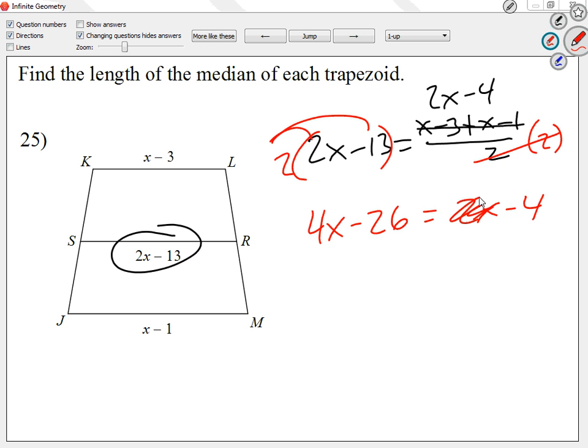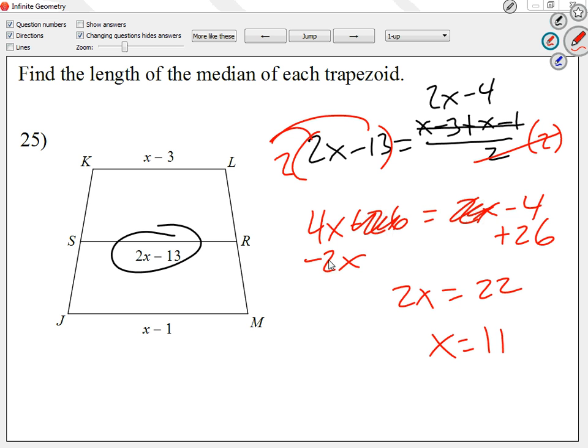Alright, now my 2x, let me bring it to the left as a negative 2x. My 26, let me move it to the right as a positive 26. On the left, how much is 4x minus 2x? 2x. On the right, how much is negative 4 plus 26? 22. So if 2x equals 22, what's x? 11. Remember on this one, the question was not solve for x. The question is find that value. 2x minus 13. How much? What is it? 9. So my answer should be 9.